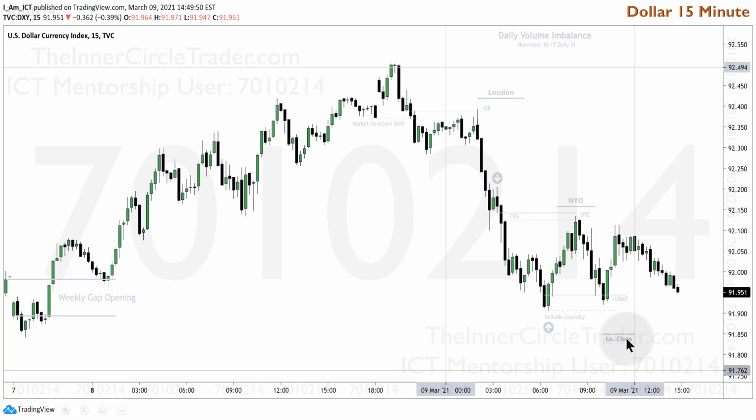And we have sell side liquidity pool resting relative equal lows, traded back up into and potentially lower. The London close was really of no importance today. The high forming ahead of New York midnight. You want to look at the November 16th and 17th daily volume imbalance on the dollar index, and it'll be brought up in the midweek review.